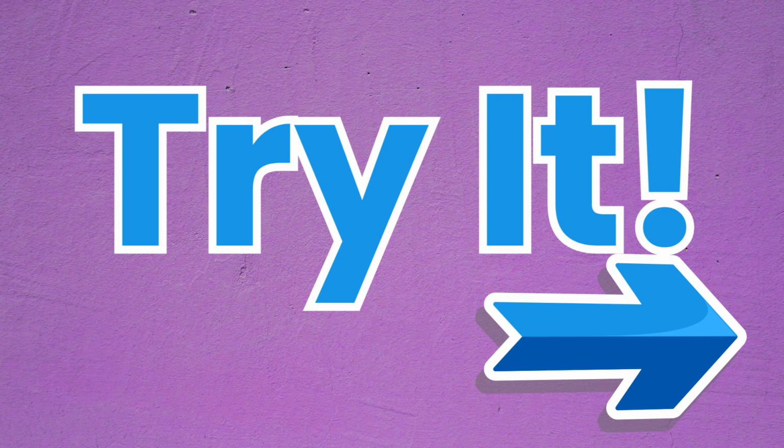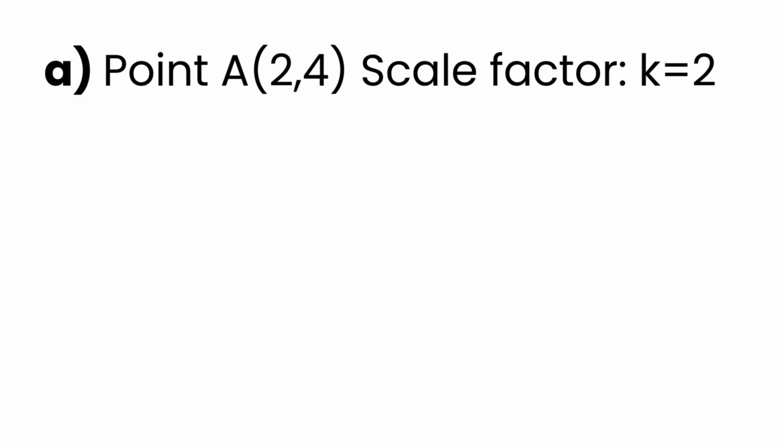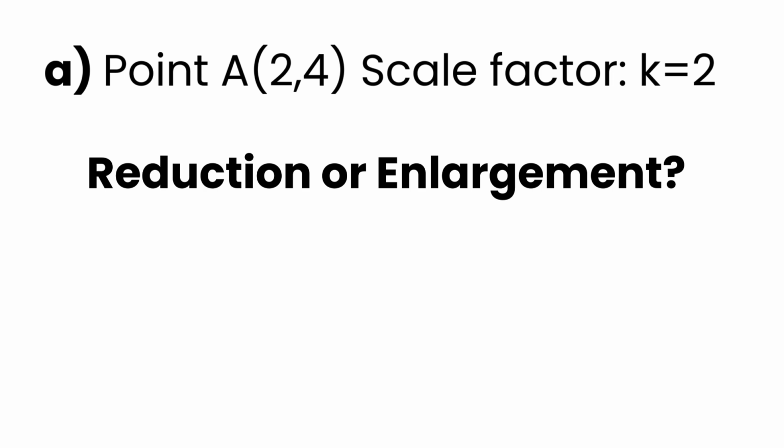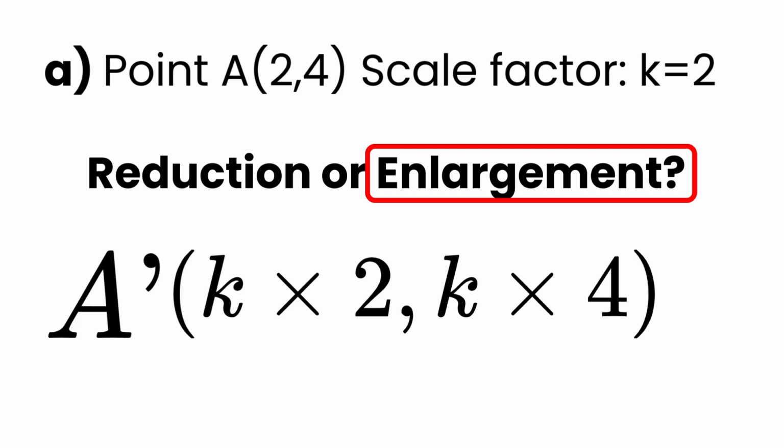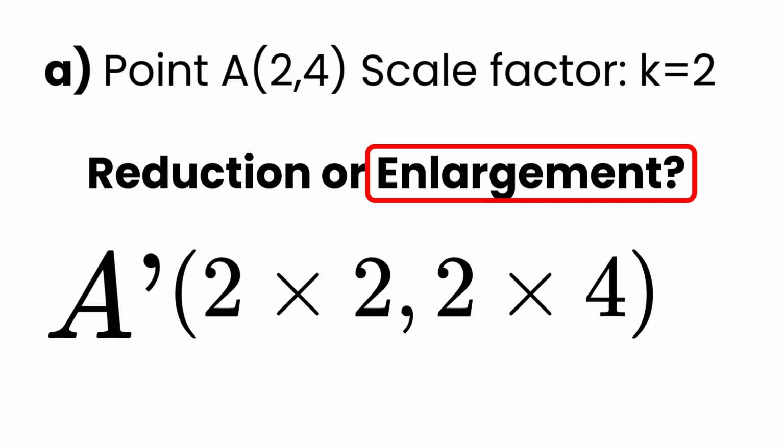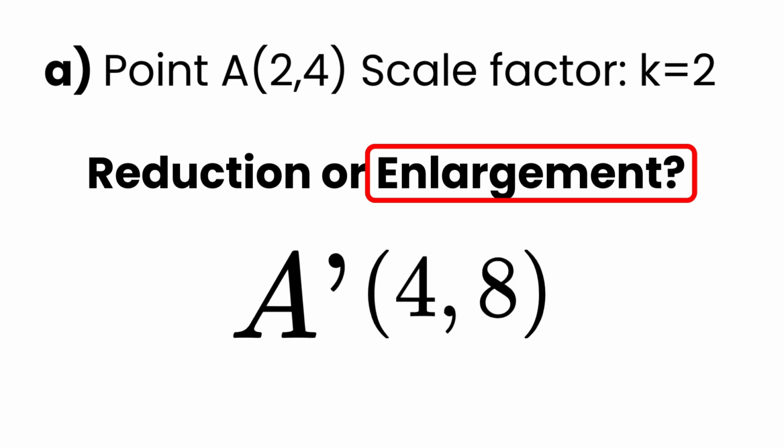Now let's try some examples. We're going to do 3 together, then I want you to try 2 all on your own. So let's look at the first example. The point A at (2, 4) has a scale factor of k equals 2. The first thing we want to do is decide, is this a reduction or an enlargement? Well, 2 is greater than 1, so it's going to be an enlargement. Now let's find our image point, A prime. We start out by multiplying each coordinate by k. So k times 2 and k times 4. Our scale factor is 2, so that's 2 times 2 and 2 times 4, which gives us our image point of A prime at (4, 8).